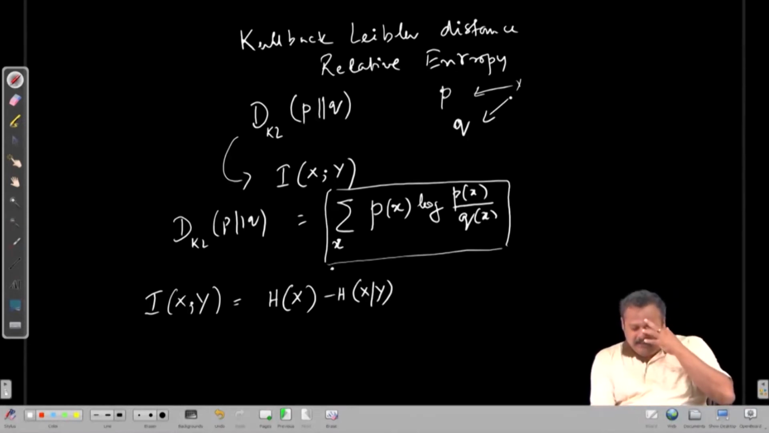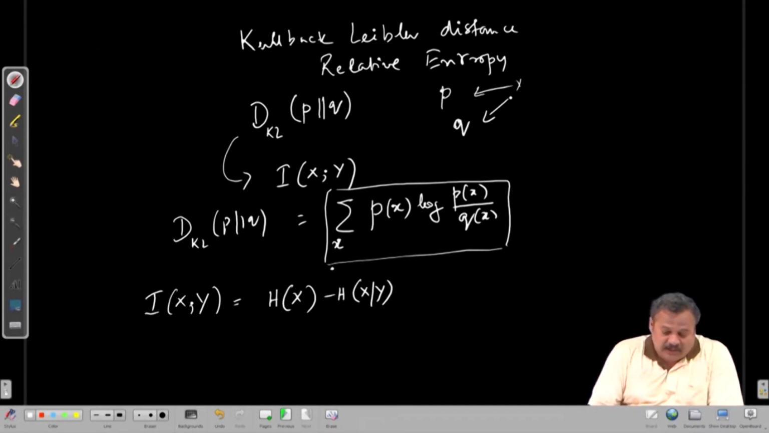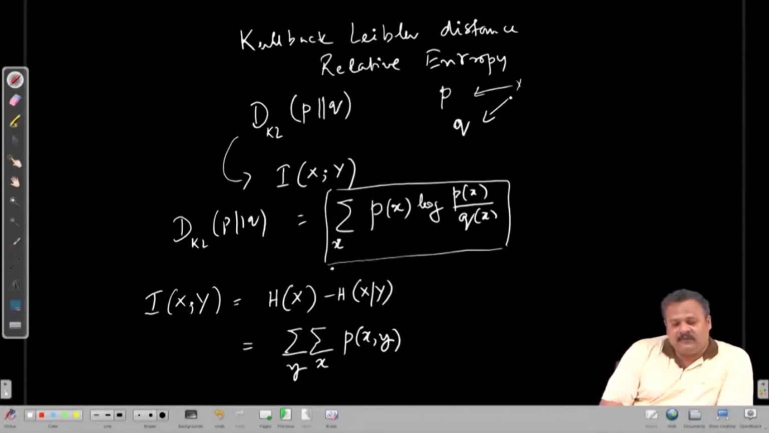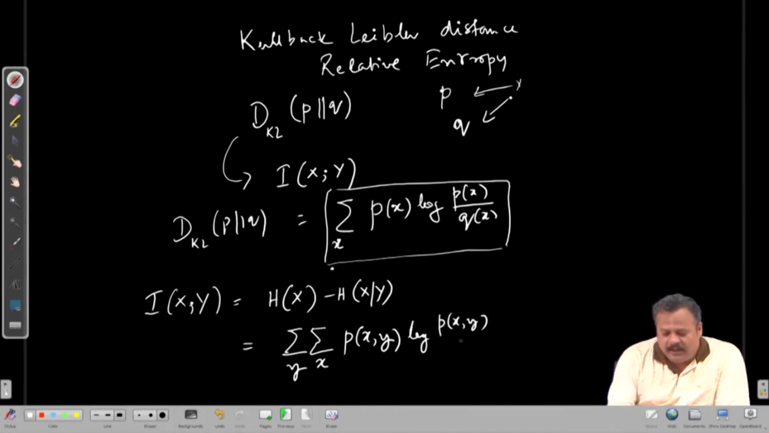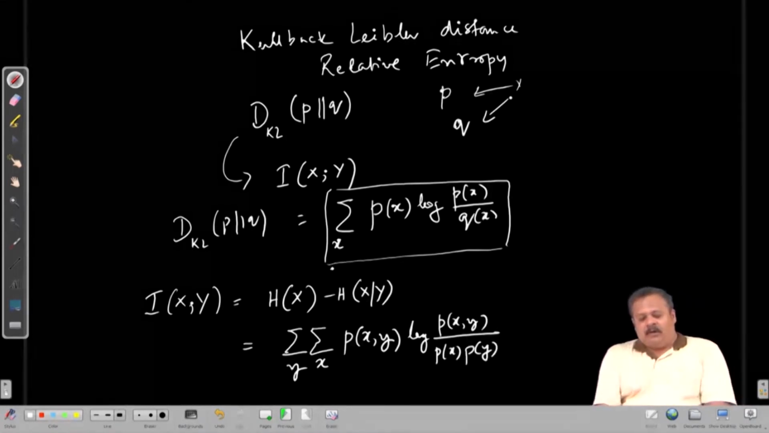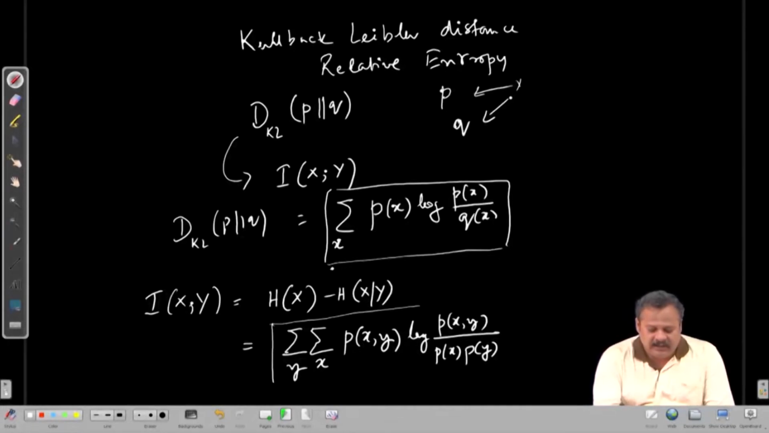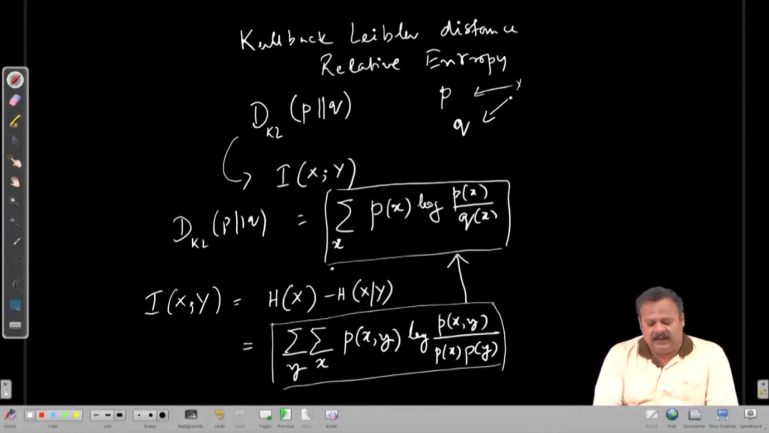So by our definitions of h of x and h of x given y, we can show that it is also given in your handout that this is equal to the sum over all the x's and all the y's, p of xy, the joint distribution of x and y, times log of p of x and y divided by p of x and p of y. Now, if you look at this, this is a very similar expression as KL distance.